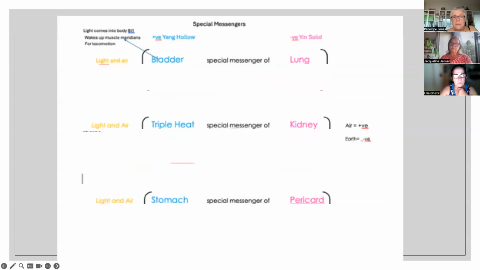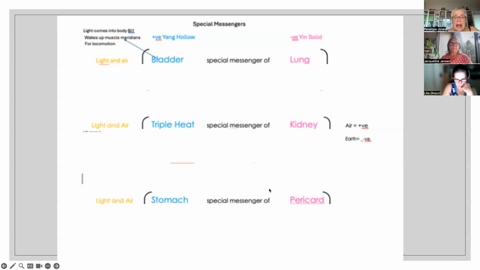Now, the first entry, this is the first of the two groups, right? They get their energy from light and air. They get their electricity from the air, from the lungs, and from light for the bladder, because the light comes into bladder 1 in the morning.